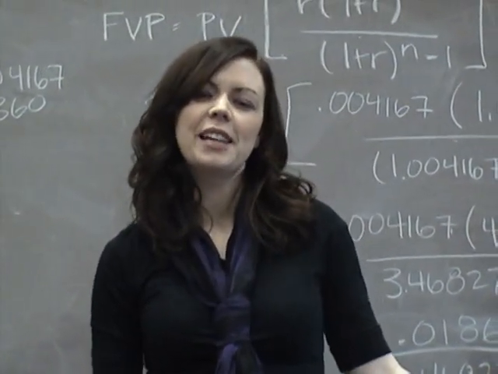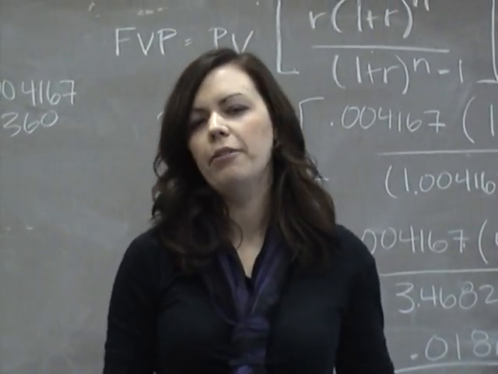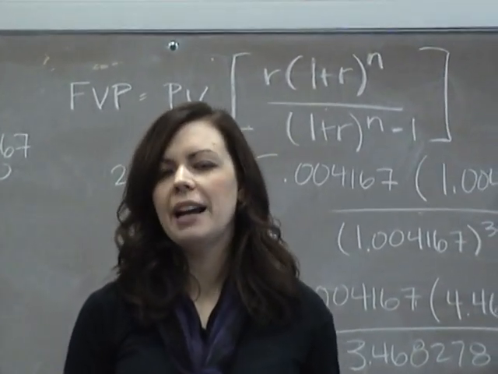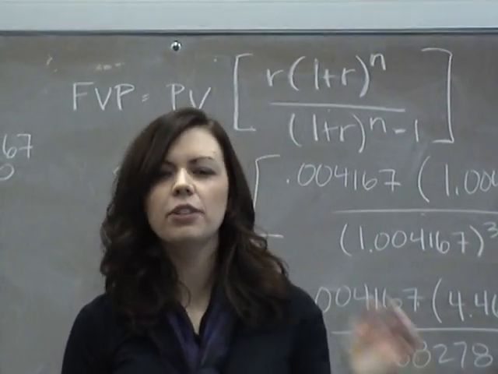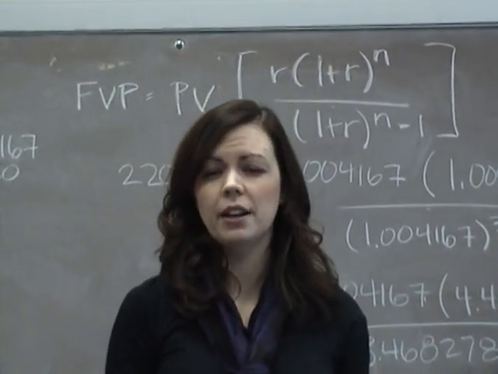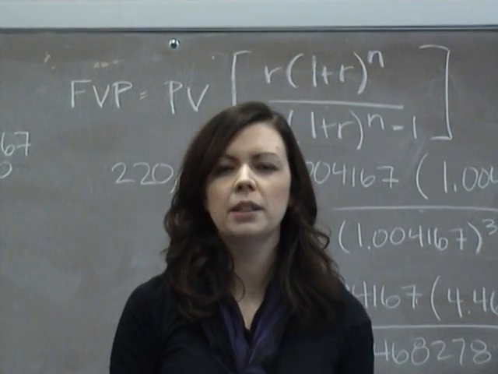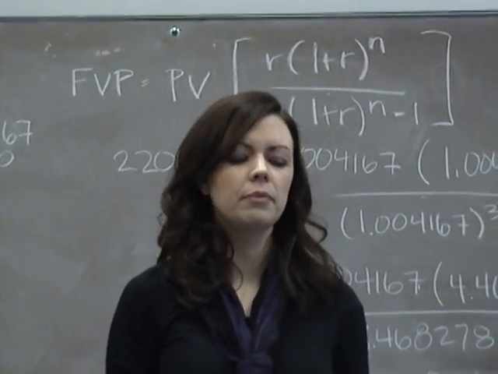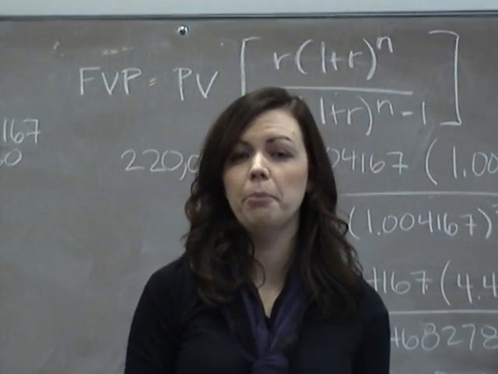Okay, we're going to do an example of the FVP formula, or future value payments. I like to remember it as finance payments. If you're financing something, a house or a car, or even paying off credit cards, you can use the FVP formula to figure out how much your payments are going to be to pay that off. We use this most commonly for a mortgage.